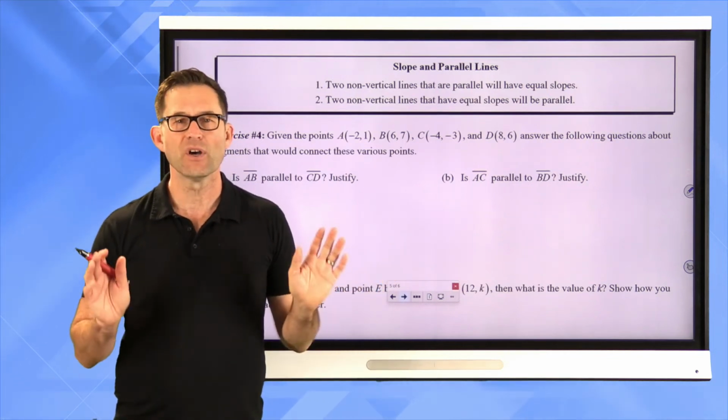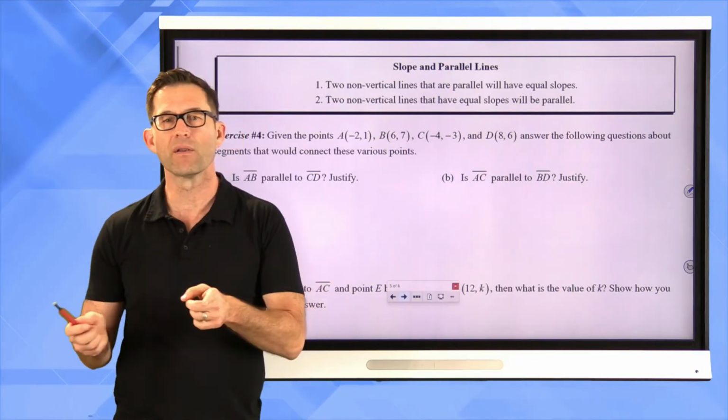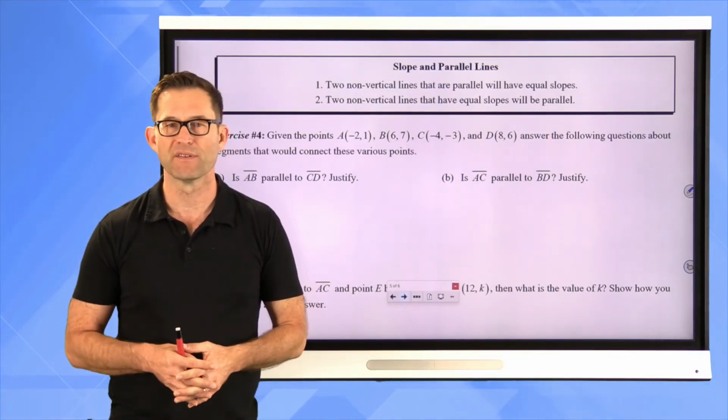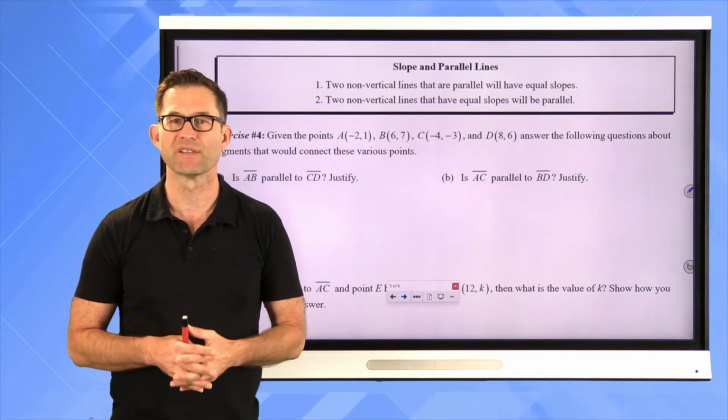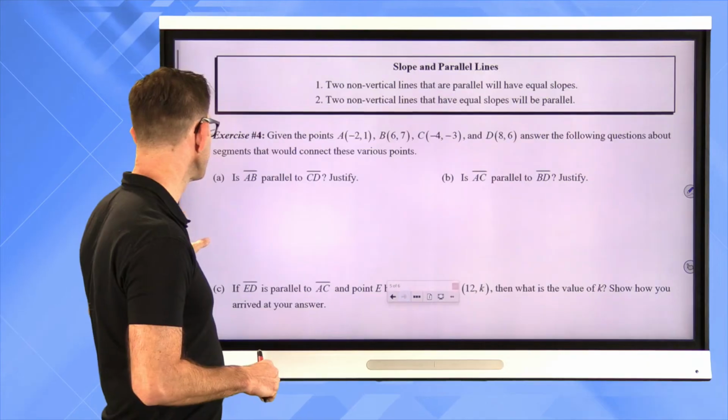For now, just basically know this. Equal slopes and parallelism basically go hand in hand. If lines are parallel, they have the same slope, and if two lines have the same slope, they have to be parallel. Let's take a look at exercise number 4.